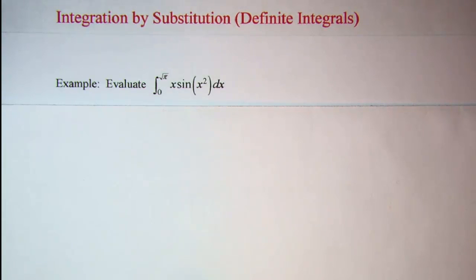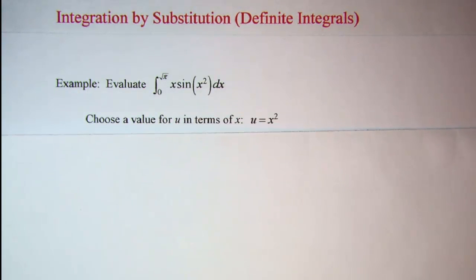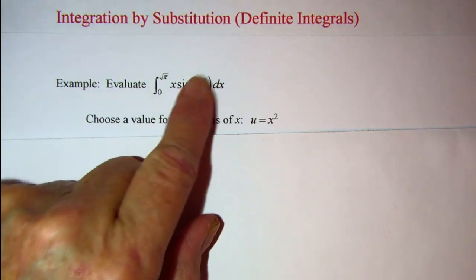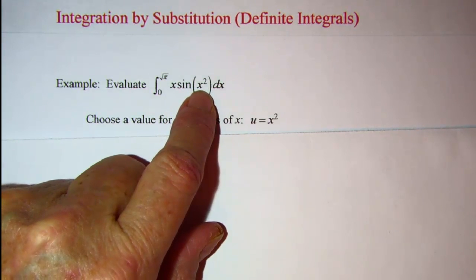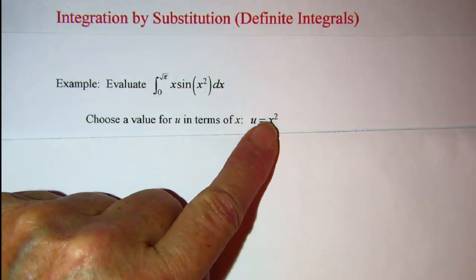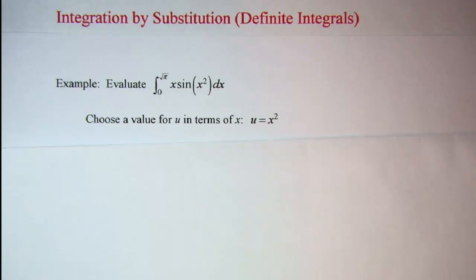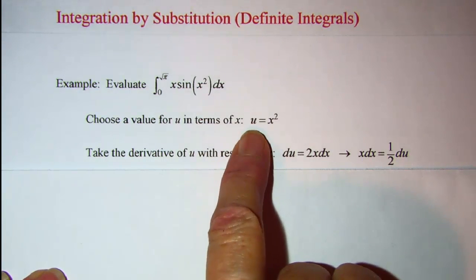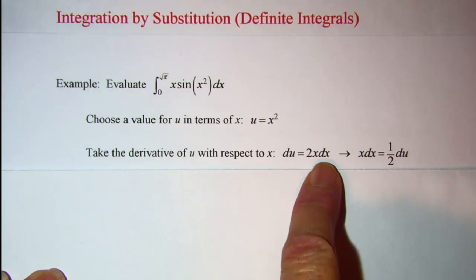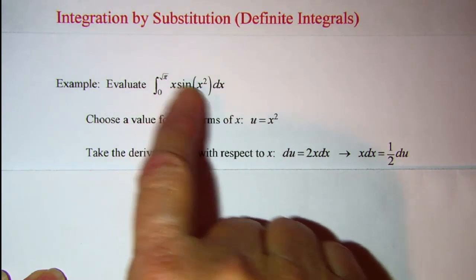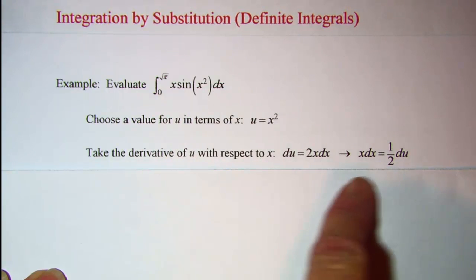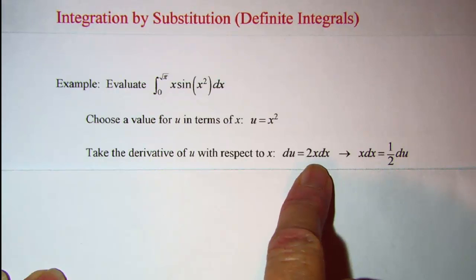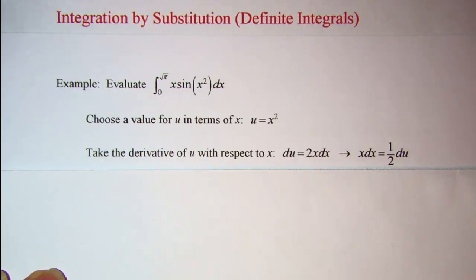Our first step is to choose a value for u in terms of x. So we will choose our argument of the sine function to be our u. So u equals x squared. Then we want to take the derivative of u with respect to x, and we get du is equal to 2x dx, but our problem has a factor of x and a factor dx, so we need to divide both sides here by 2 to get x dx is equal to 1/2 du.